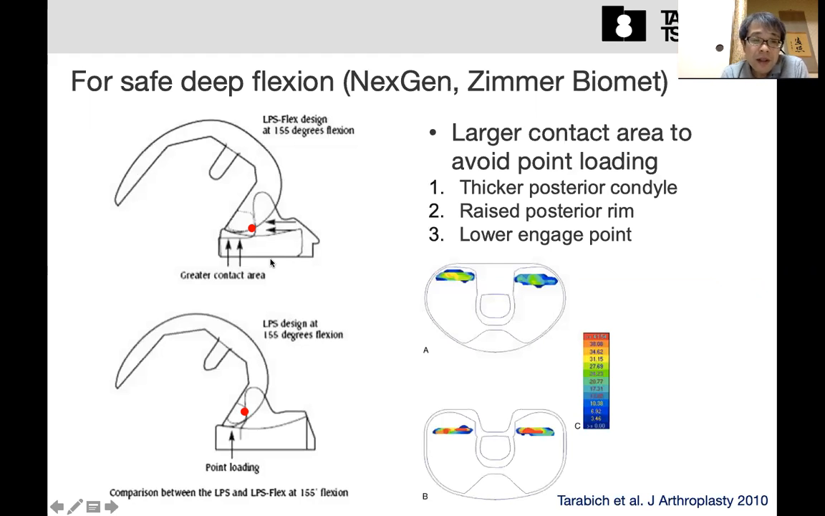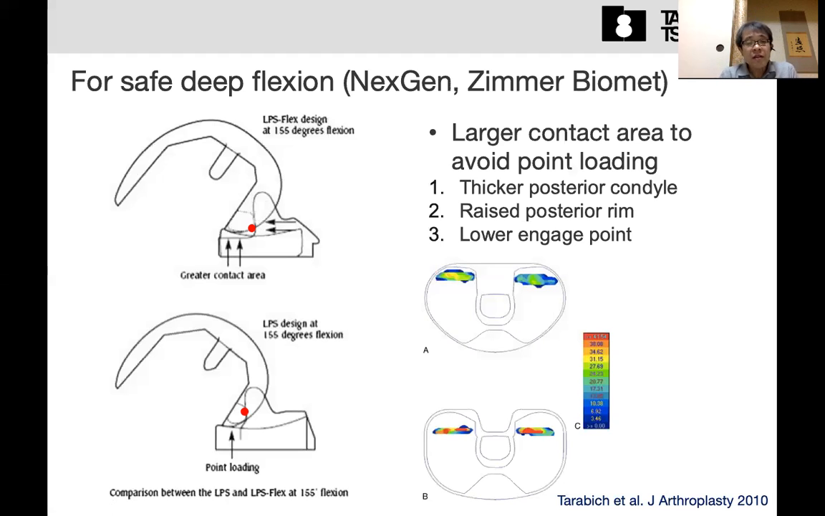That means the torque acting on the tibial tray is greater in this one due to the lever arm effect. The lower contact point can reduce the stress on the bone and tibial component interface. In addition, the thickness of the posterior condyle is thicker in the high flexion design.